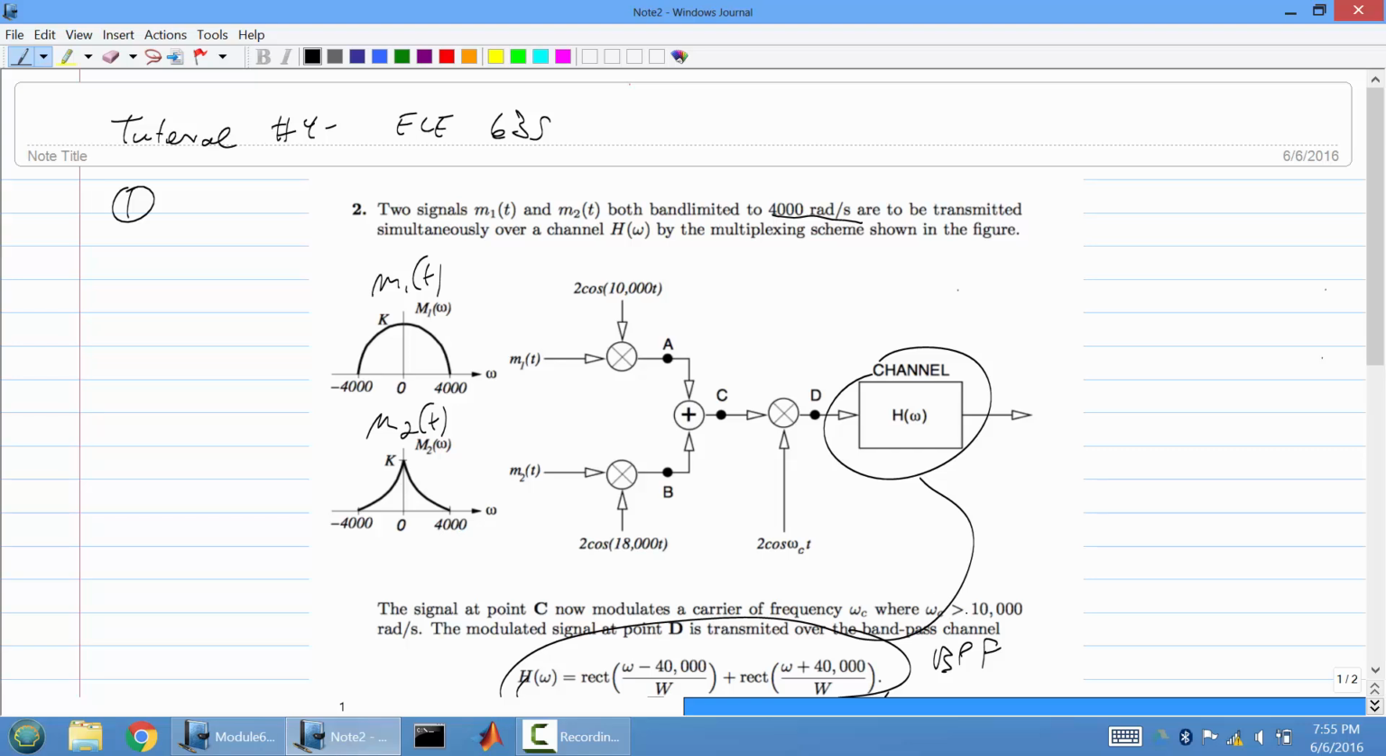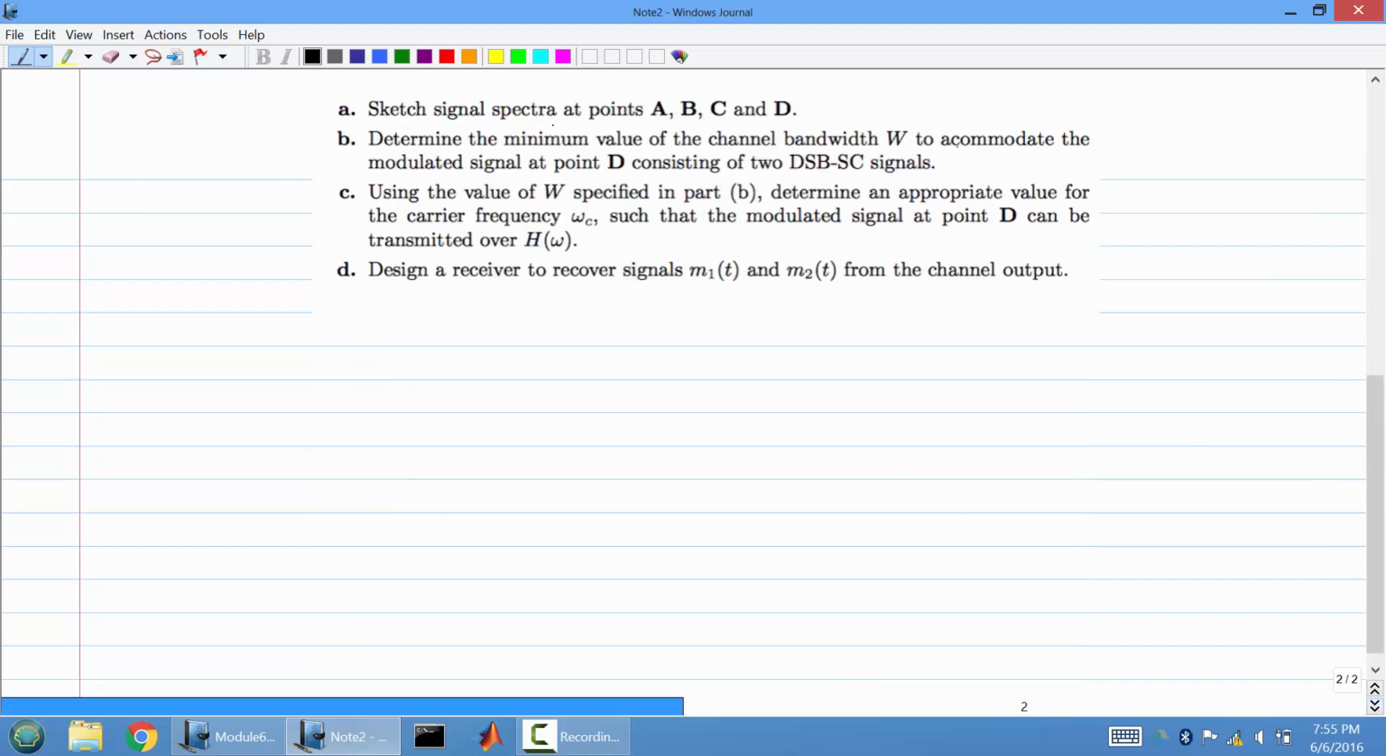We also know that these two are modulated, you add them up, and then you modulate again by some frequency omega c, which is bigger than 10,000 radians per second. That is given to us as well. So the first part is to sketch the spectra at all the points.